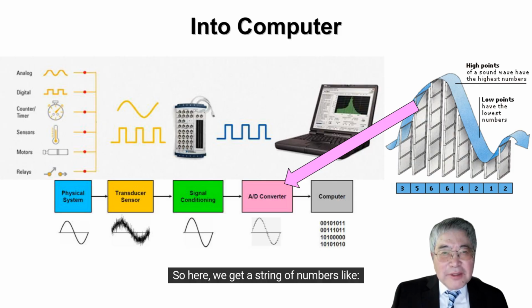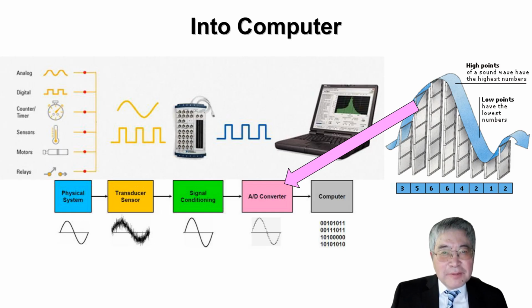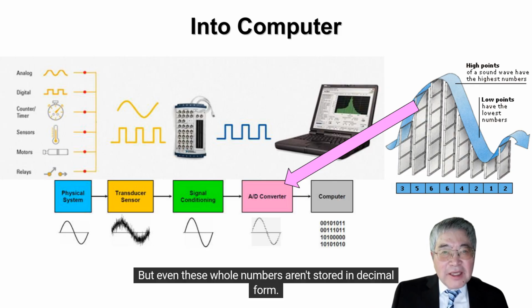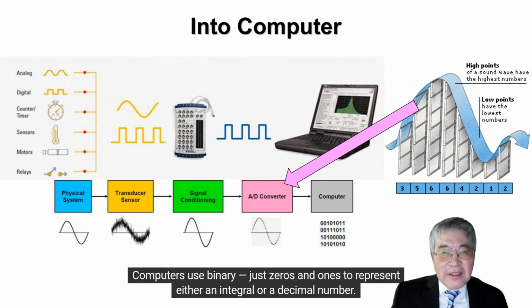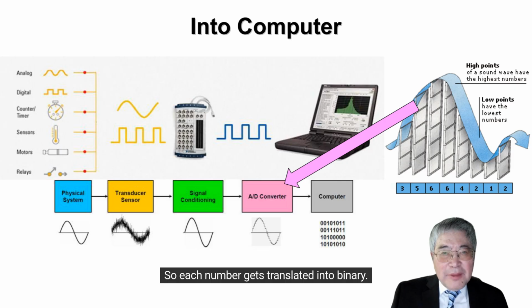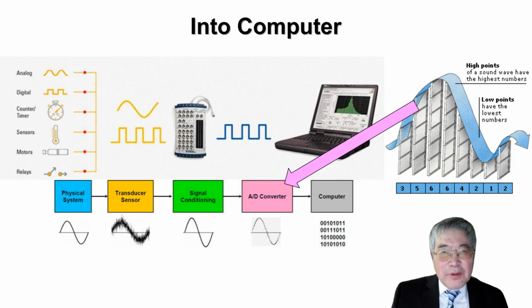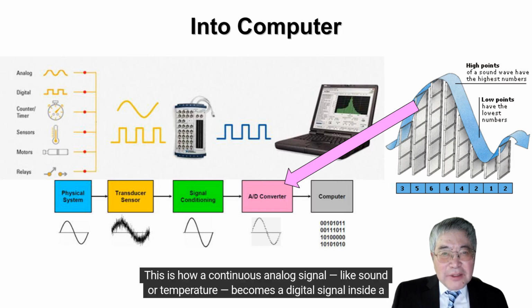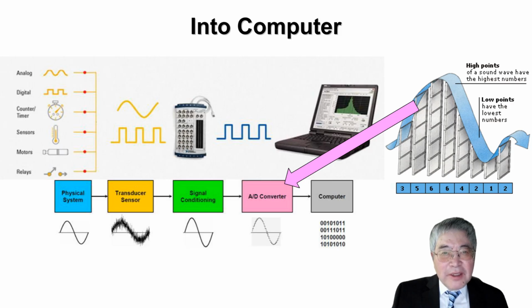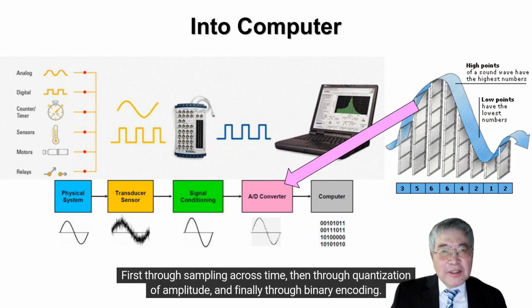So here we get a string of numbers like 3, 5, 6, 6, 4, 1, 2, 1, 2. And these numbers are what the computer stores. But even these whole numbers aren't stored in decimal form. Computers use binary, just zeros and ones, to represent either an integral or a decimal number. So each number gets translated into binary. For example, 1 becomes 01, 2 becomes 10, 3 becomes 11, and so on. This is how a continuous analog signal, like sound or temperature, becomes a digital signal inside a computer. First through sampling across time, then through quantization of amplitude, and finally through binary encoding.